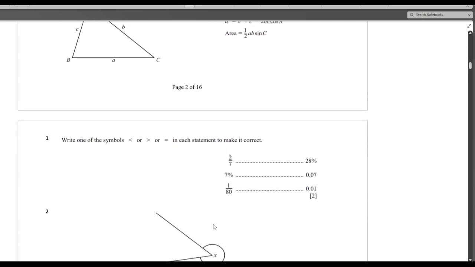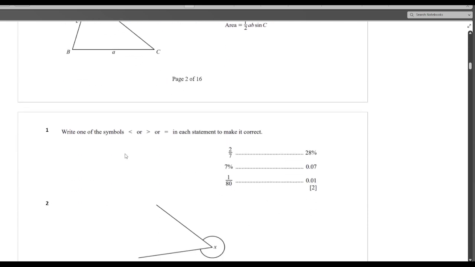Some formulas are given. Okay, your first question is write less than or greater than or equal to sign in each statement to make it correct. Now 2 divided by 7 and 0.28. So if you use your calculator and find 2 divided by 7, its decimal representation is 0.285. Now 0.285 is certainly greater than 0.28. So here we will use greater than sign.